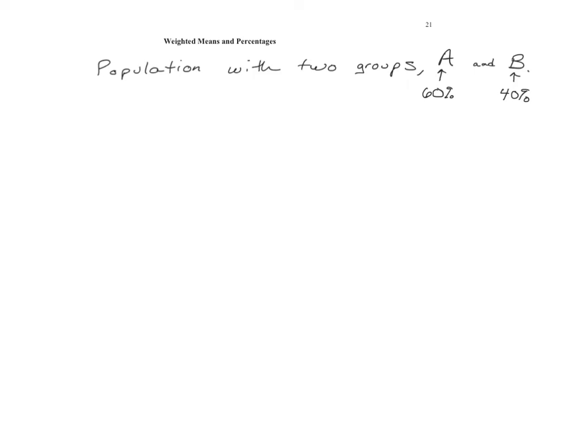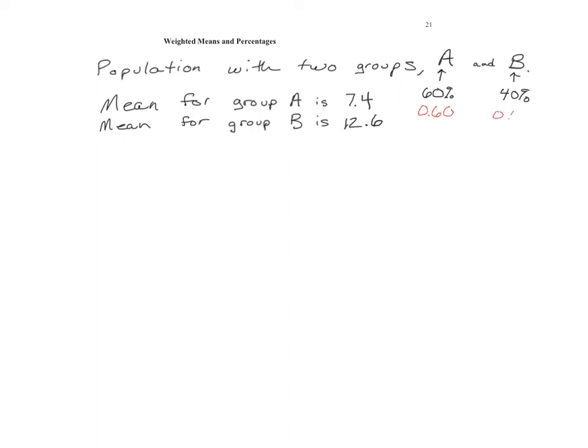And to find the overall mean, what we would do is something called a weighted mean. So let's suppose the mean for group A is 7.4 and the mean for group B is 12.6. And we want to find the overall mean. We can't just average these two numbers because we have more people in group A than group B. So we're going to weight these numbers by the percentages. So to start, we have to remember that when we do calculations, we're going to use the decimal form of a percentage.